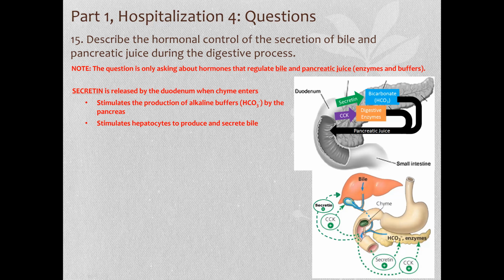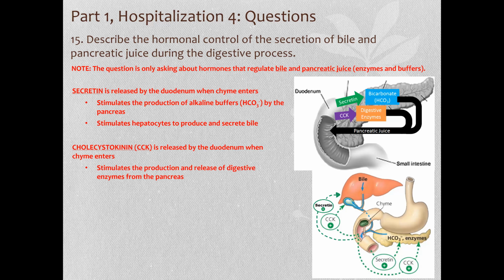Secretin also stimulates the hepatocytes to produce and secrete bile. So it's telling the liver to make more bile. Then we have cholecystokinin, or CCK, which is also released by the duodenum when chyme enters. CCK is going to stimulate the production and release of the digestive enzymes from the pancreas.